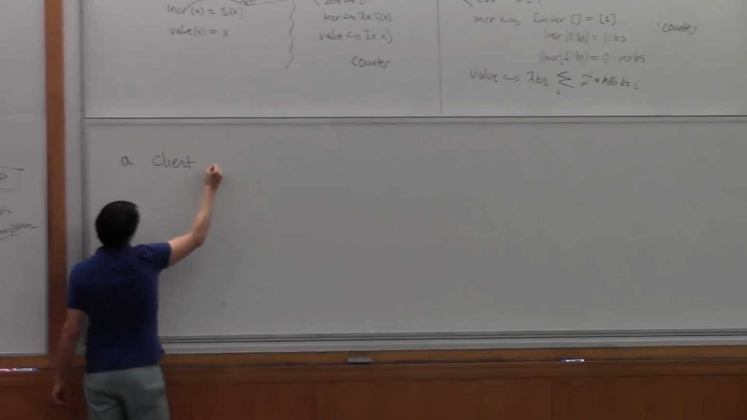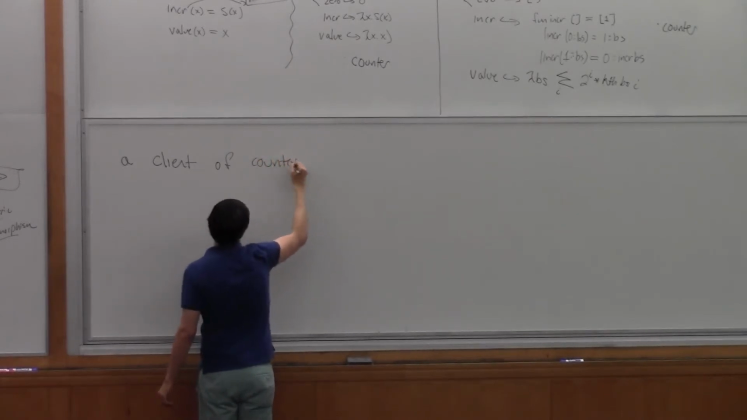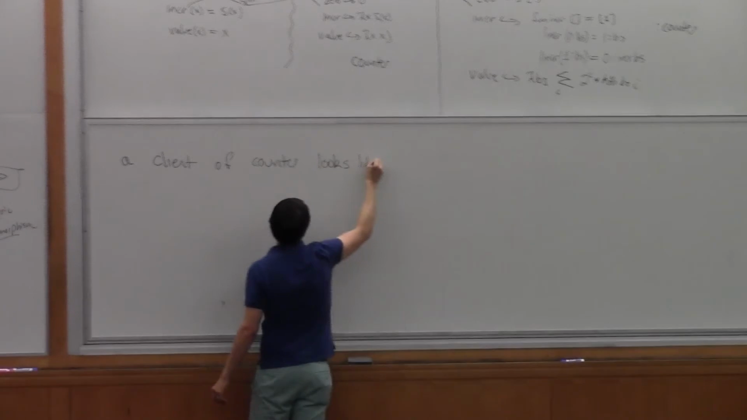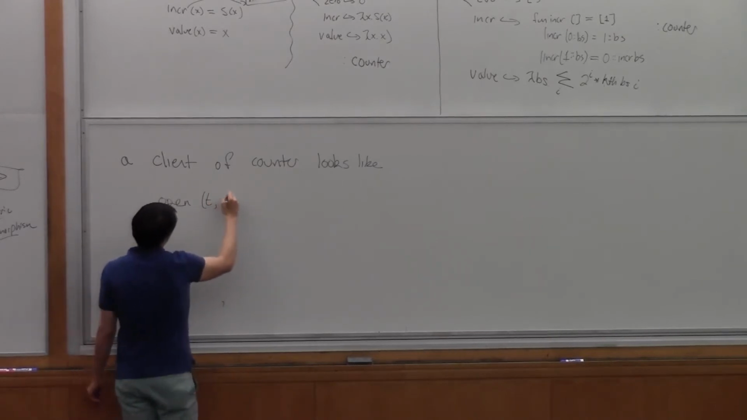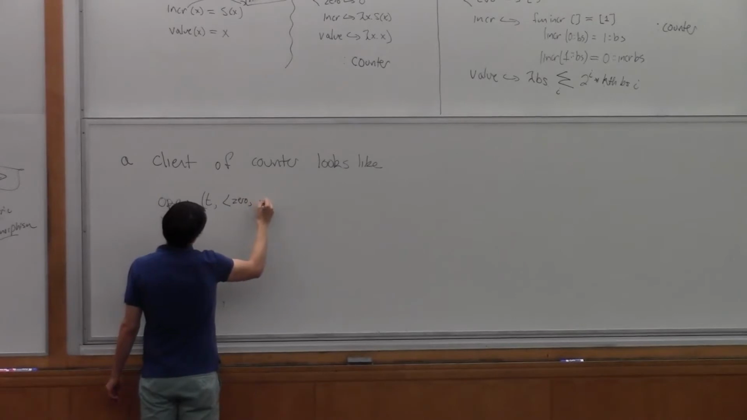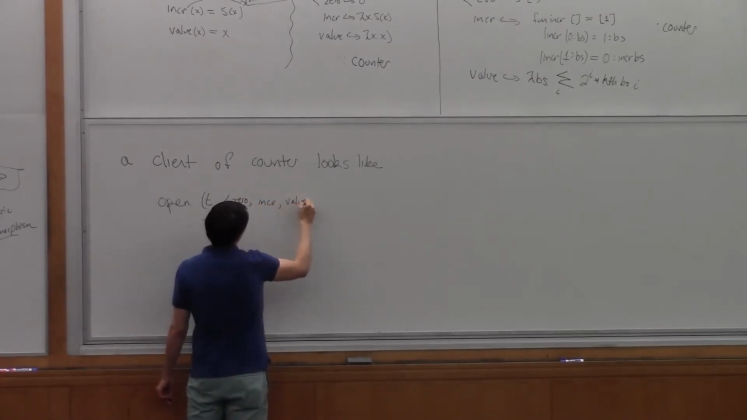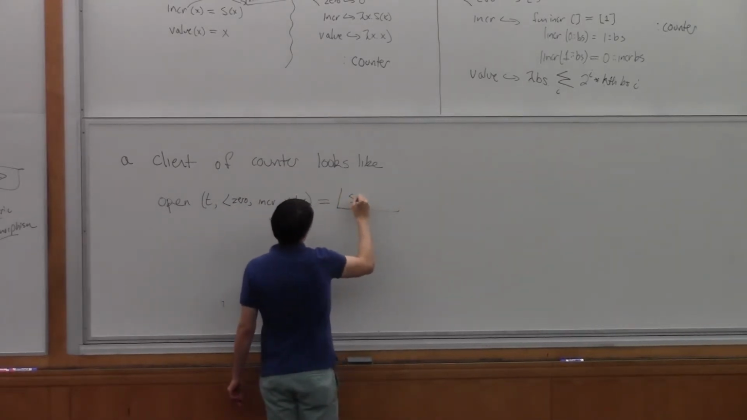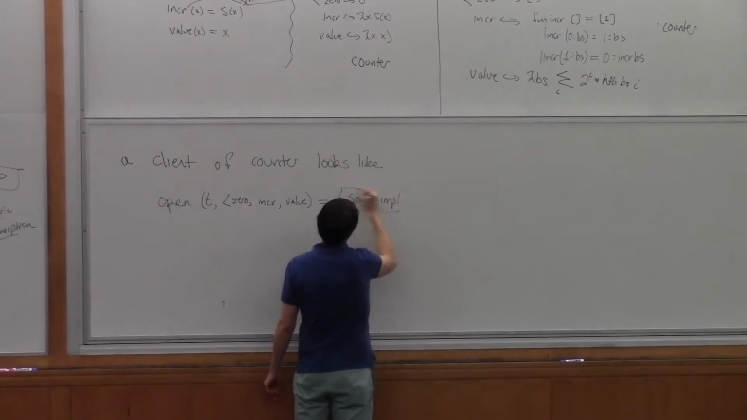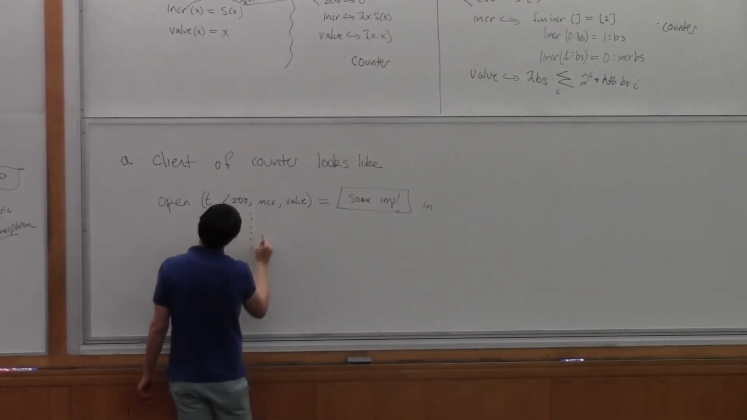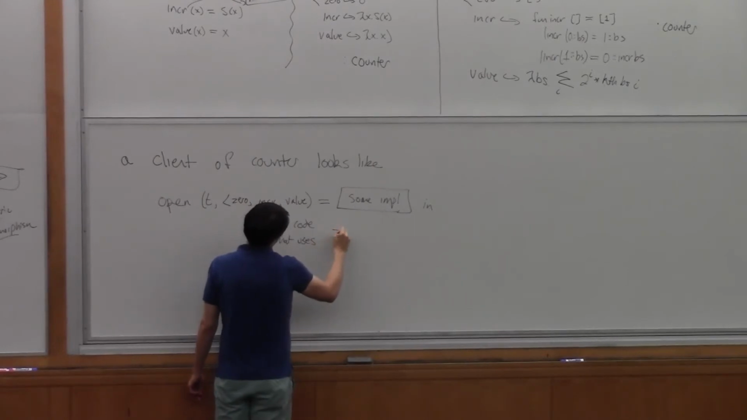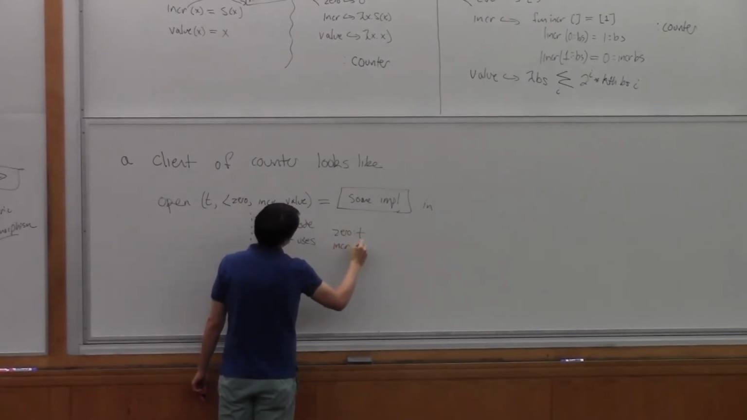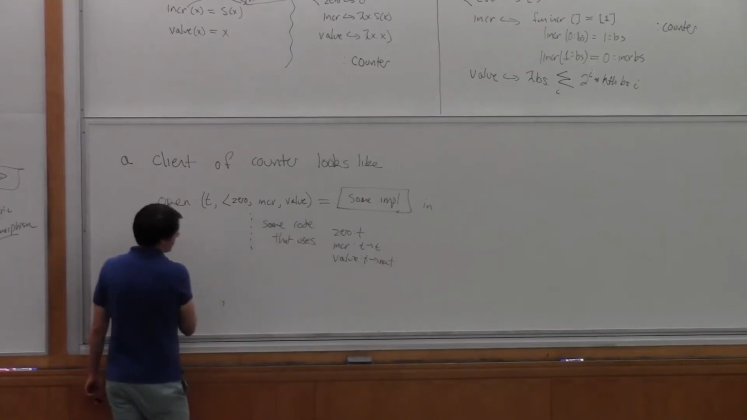A client of counter looks like: open t, comma, and then if I use some pattern matching for records, I have a 0, I have an increment function, I have a value function, equals some implementation in some code that uses 0 of type t, increment of type t arrow t, value of type t arrow nat, etc.